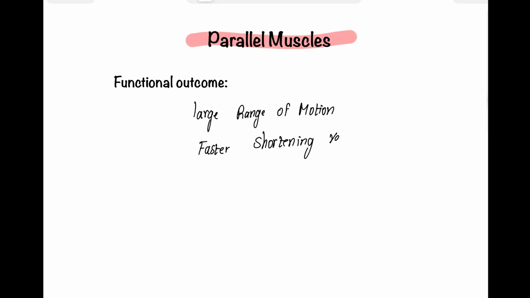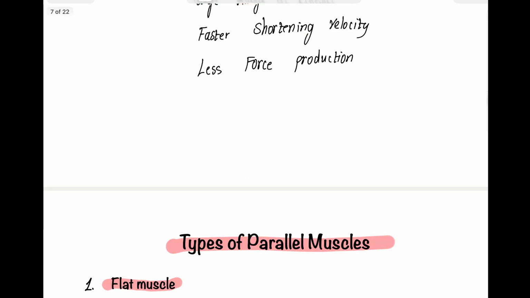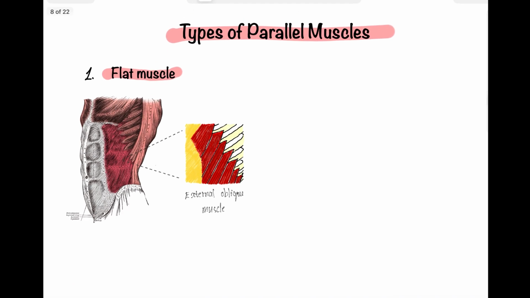So, the functional outcome of a parallel fiber arrangement is large range of motion, faster shortening velocity, and less force production. That's why muscles like the biceps are great for quick, fast elbow flexion, but they are not designed to generate massive force like your glutes. Next, we are going to see types of parallel muscles.